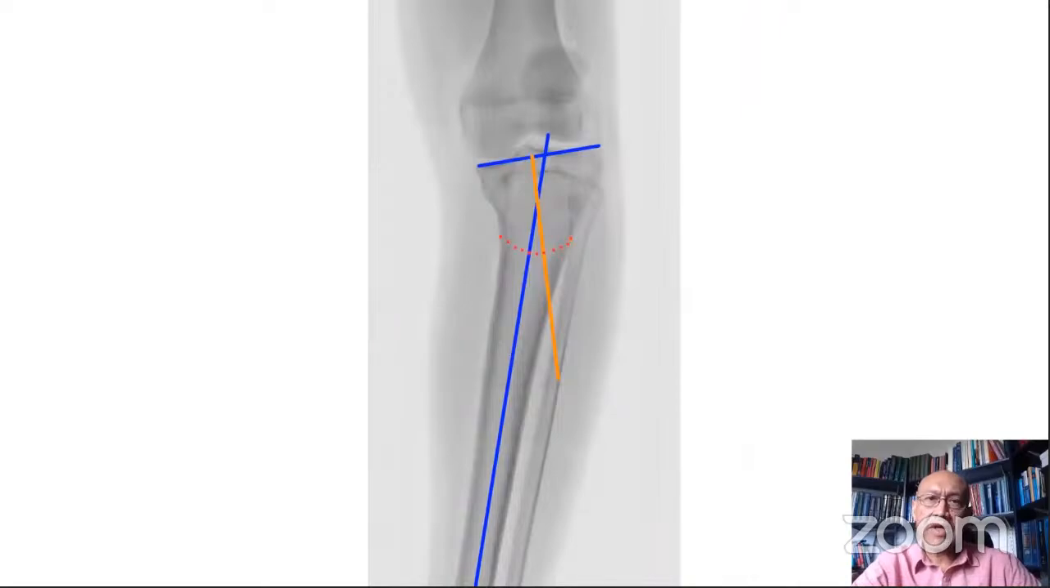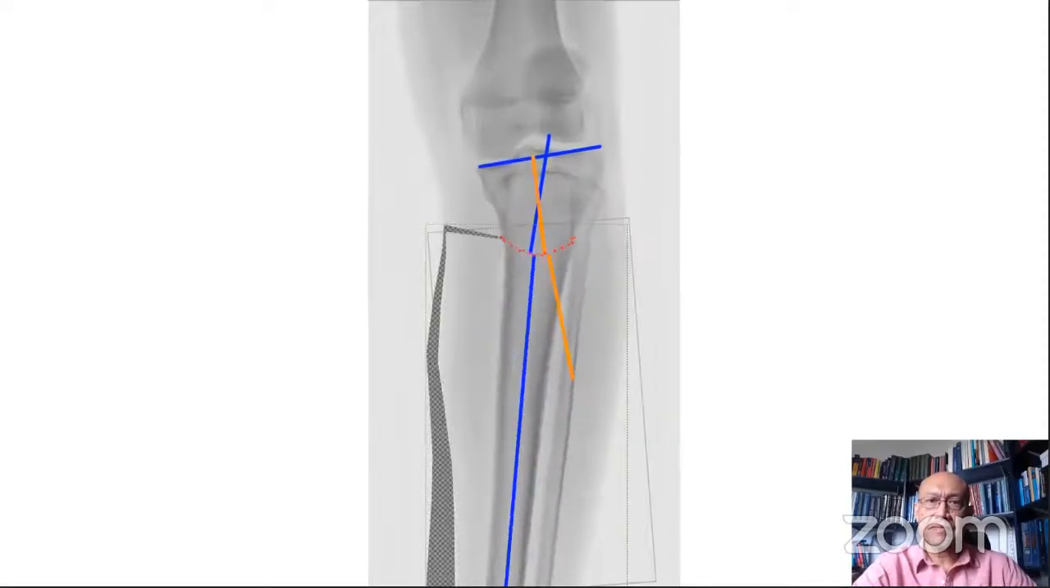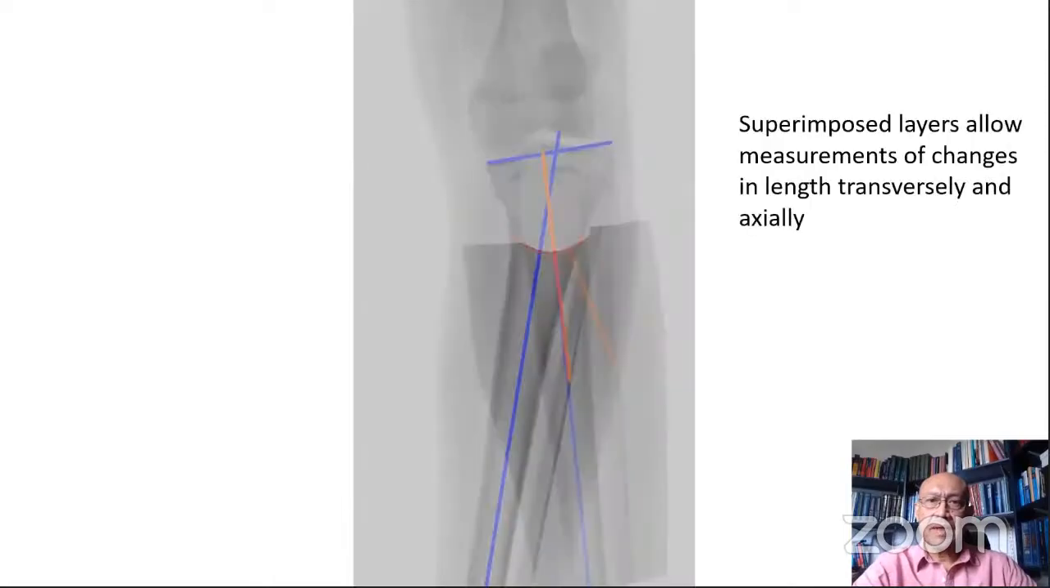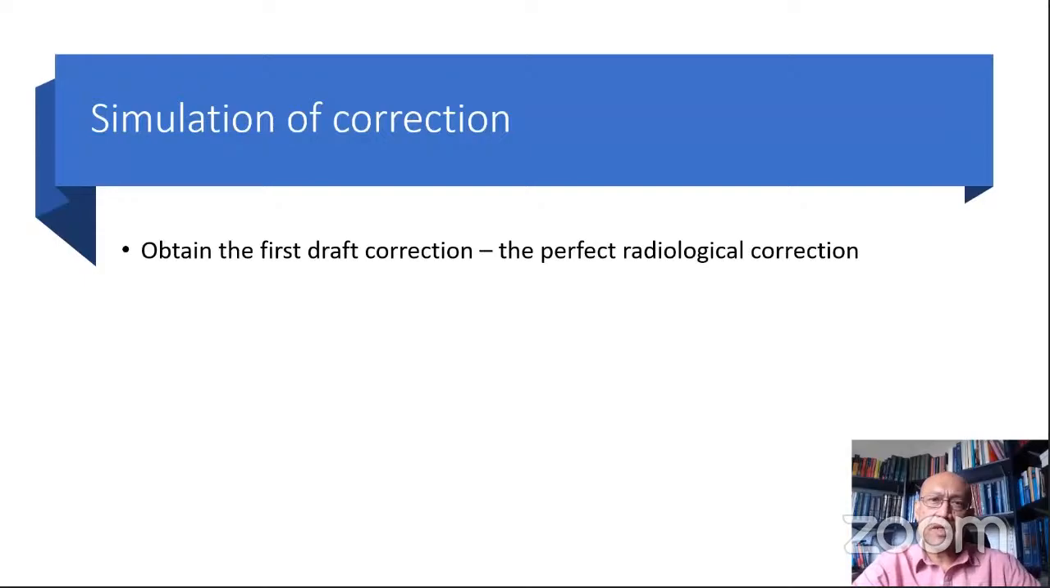You can simulate corrections based around a CORA as you can with the other proprietary applications. Importantly, with GIMP, you can superimpose layers so that, in effect, you can measure distances, not just axially, but transversely, to measure the displacements of structures at risk before and after the simulated correction. The simulation of correction allows you to investigate different possibilities.